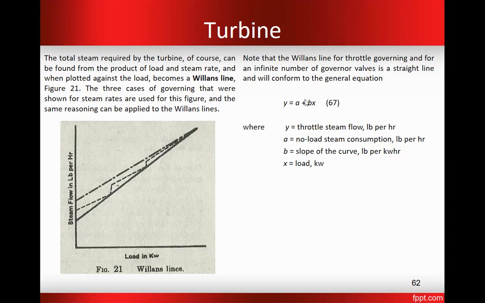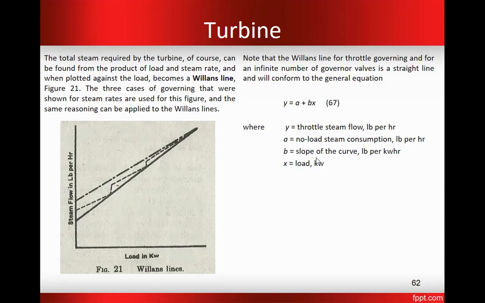And the same reasoning can be applied to Wheeler's line. Note that Wheeler's line for total governing and for an infinite number of governors is a straight line and will conform to the linear equation. Ito yung total governing, ito yung infinite number of governors, ito yung finite. So y is equal to a plus bx, where y is the total steam flow transfer out, a is the no load steam consumption. Dito siya tumama. No load, zero load, may value siya. B is the slope of the curve, pounds per kilowatt hour. X is the load per kilowatt.